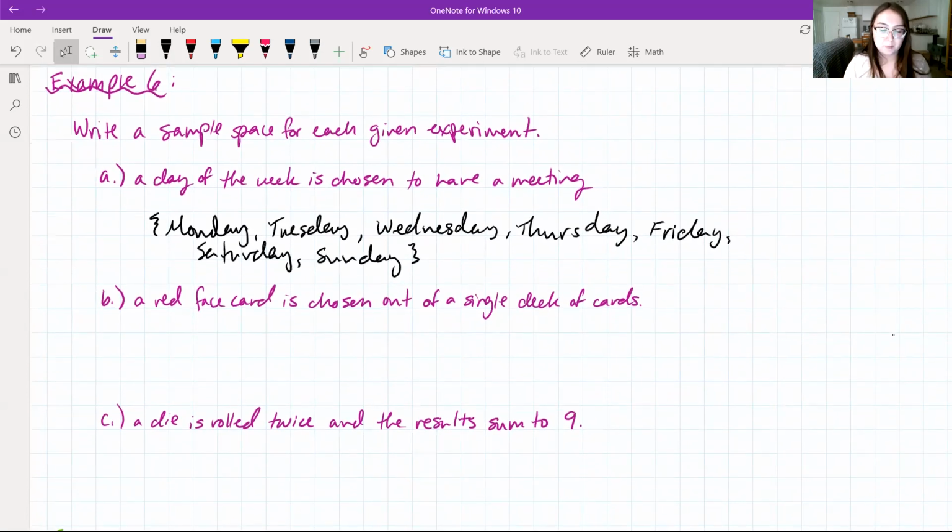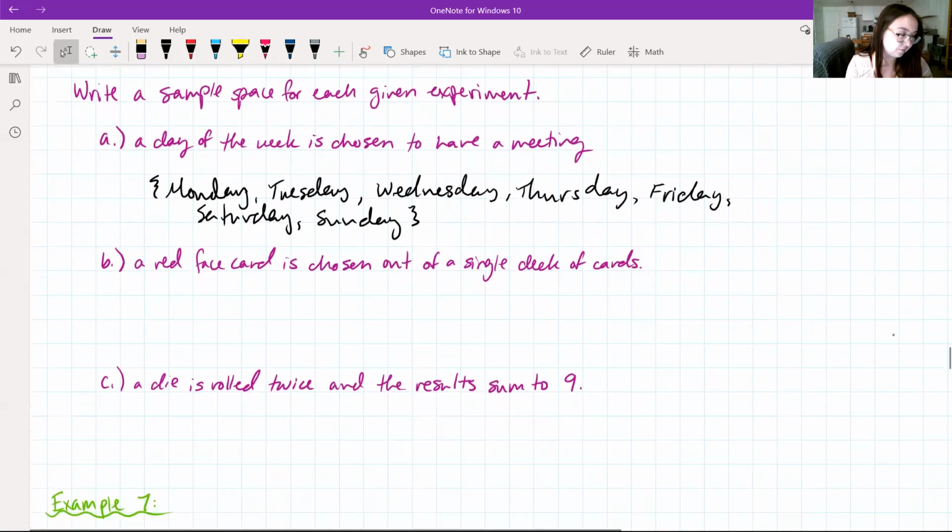Now for part B, we have a red face card is chosen out of a single deck of cards. So we know that when we have a single deck of cards, there's 52 cards, 26 cards are red cards, or 2 suits of 13 are red, and then we know that there's 3 face cards in each suit. So if we're only considering 2 suits, and there's going to be 3 red face cards in each suit, then we know we have 6 different outcomes of pulling a red face card.